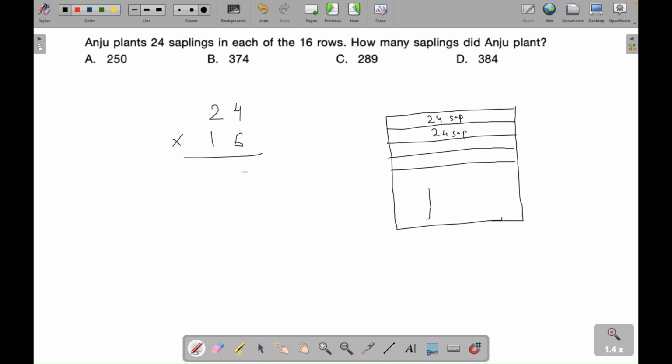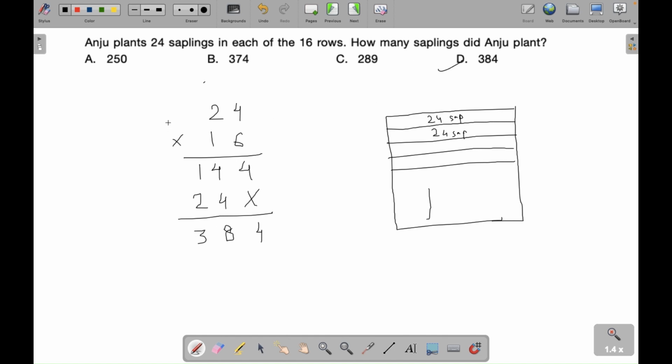So 6 fours are 24, carry is 2. 6 twos are 12 plus 2 becomes 14. So 144. And then reserve a place for the units digit. 1 fours are 4, 1 twos are 2. So 4 comes down, 4 plus 4 is 8, and 2 plus 1 is 3. So 384 is the answer.